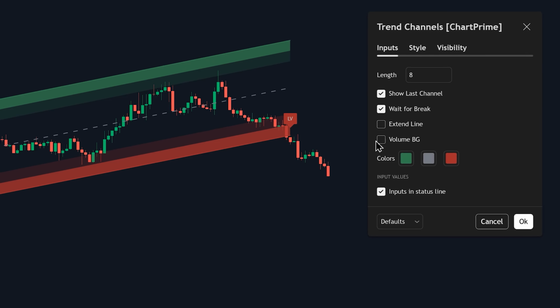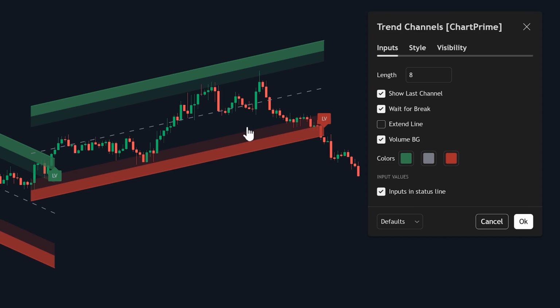Volume BG is another interesting one. If you enable this, it can shade the channel zones based on the volume detected within them, which could give you another layer of insight. You'll also see color pickers here, usually for the up, neutral, and down channel aspects. By default, you might see green, gray, and red. And finally, Inputs in Status Line will show the indicator's main input values up in the status line of your chart if you keep it checked.